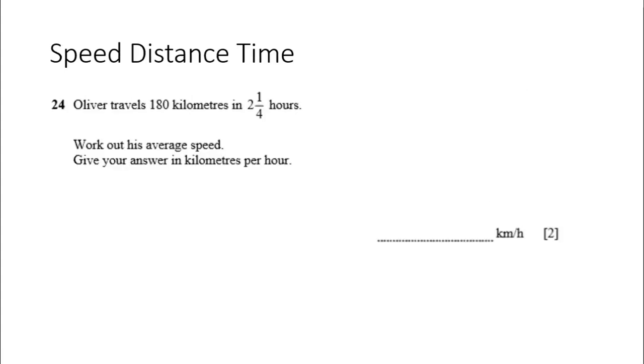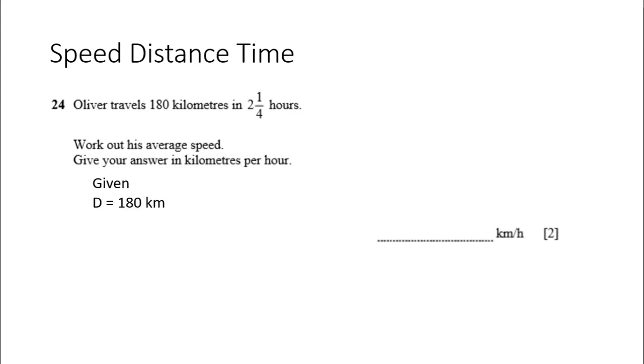Right, next question is a speed, distance, time question, and I can see where this might have been confusing when they gave you hours as a mixed number. But I'm hoping that you can clearly see that a quarter is 0.25, so 2 1/4 is 2.25. Let's set out the given information first.